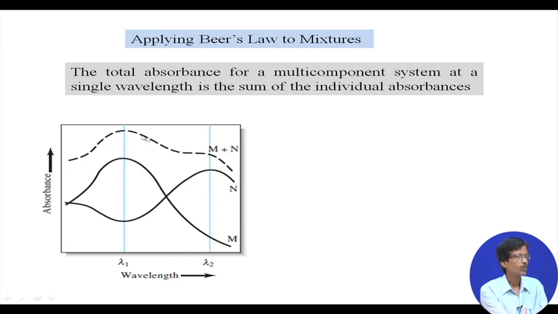So, we get the absorbance for the mixture, but clearly it shows that you have an absorbance at the lambda 1 value and also another absorbance at the lambda 2 value. So, next day we will see how we can utilize this measurement as well as the individual measurements to identify the corresponding concentrations of M and N.